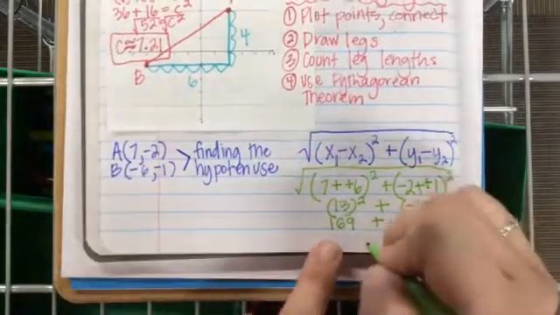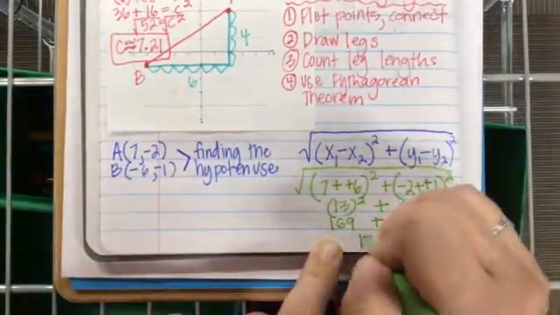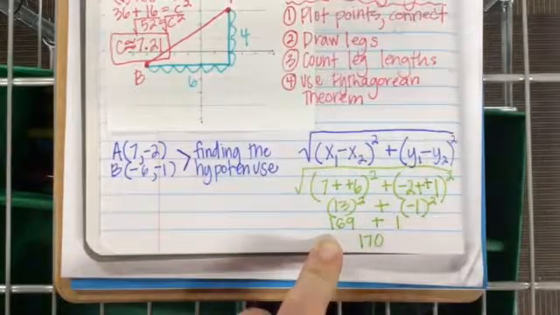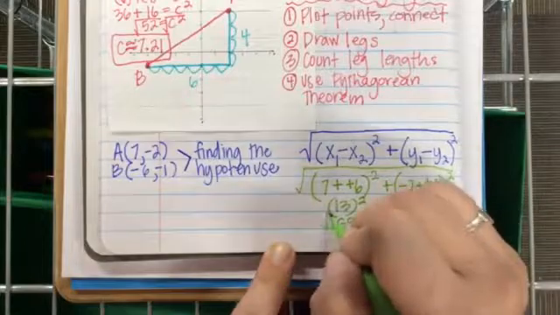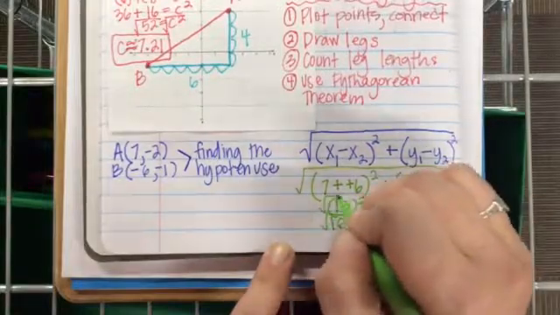169 plus 1 is 170. Am I done? You have to square root it. I guess I'll go back and add those square roots that I forgot to write, huh?